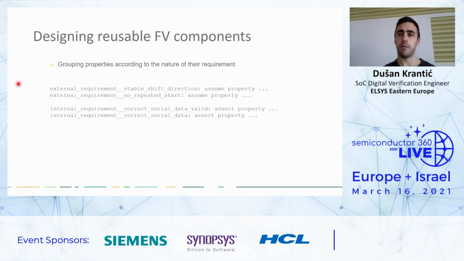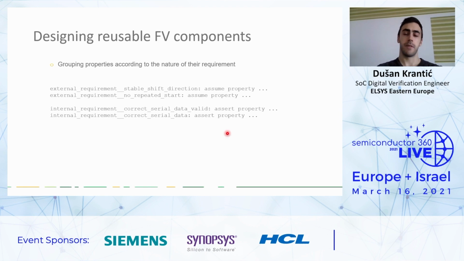And so this is a requirement for a valid block operation, but this is not a requirement which this block is supposed to ensure. It is supposed to be enforced by someone above it, someone who uses this block. So with respect to this IP, this requirement is external. Same goes to this no repeated start. And as for the checkers regarding the serial data and the valid indicator, they are actually internal requirements because they check something which this block is supposed to ensure.